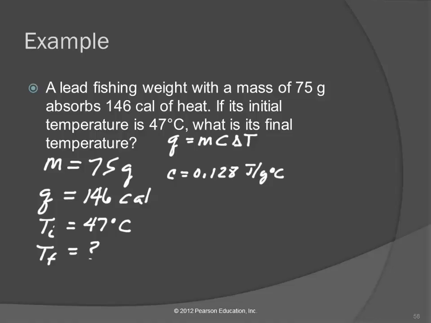So we have this equation. Now we know Q, M, and C. What we're going to do is find delta T, and then knowing what the initial is in a little separate problem, we can find the final temperature. So we need to rearrange this for delta T. We're going to divide by M and C on this side, and we're going to divide by M and C on this side, so those cancel out. So delta T equals Q over MC.